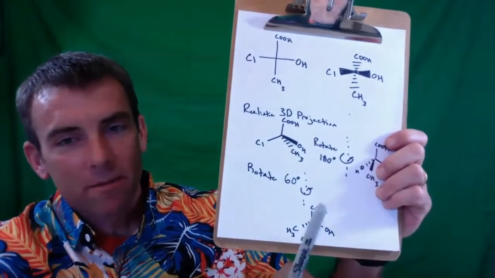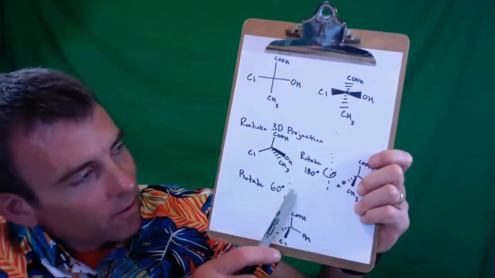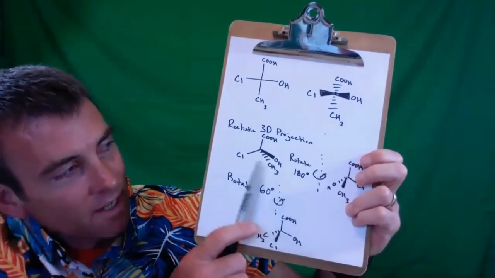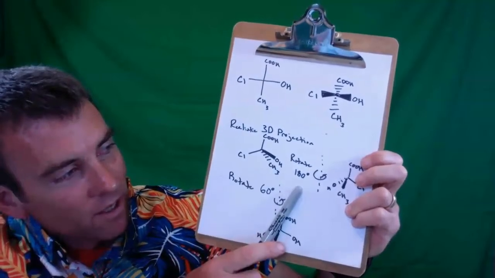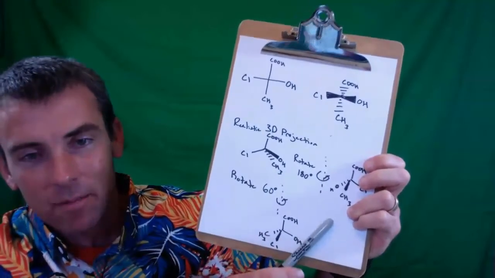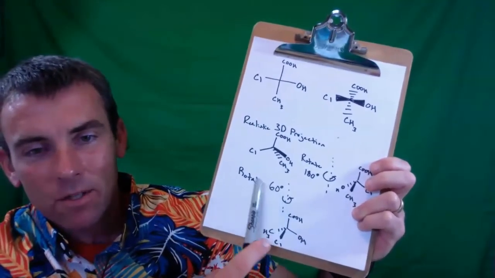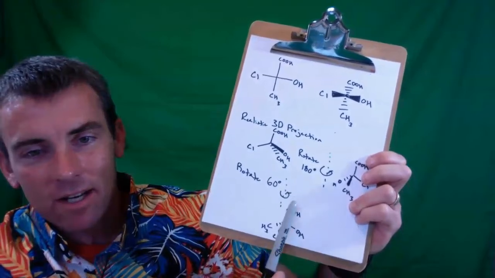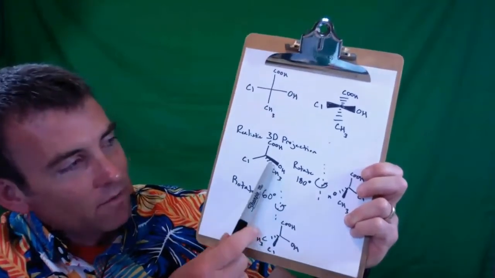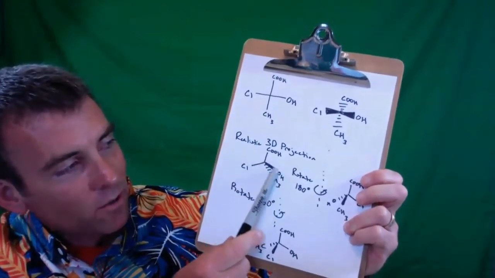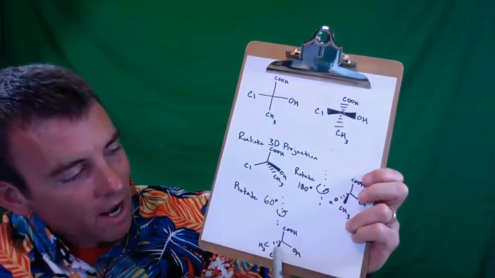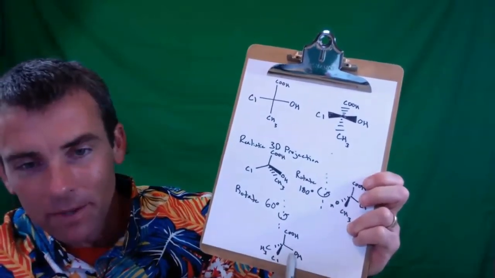So here's a much tougher one than the 180-degree rotation, right? I could see that, well, okay, the Cl goes to the other side and my wedges and dashes flip. Well, what I've done here is I've rotated in this direction 60 degrees. And so essentially what I've done is I took this OH group that used to be poking out at us, and now I put it in the plane of the paper, right?